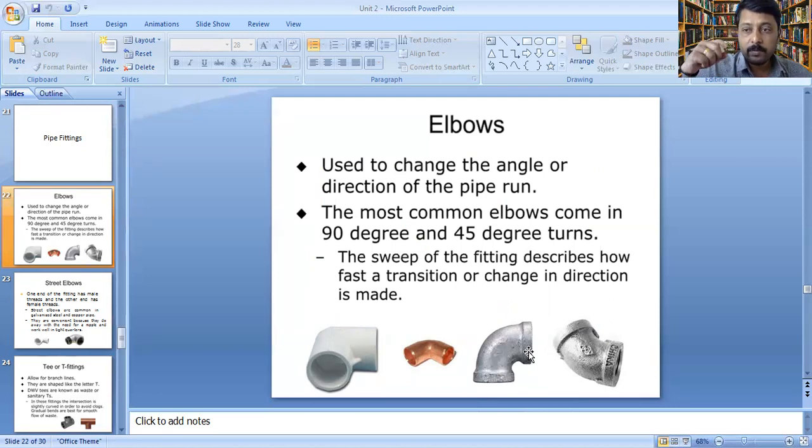So that is why we have to provide these threads in that. When we are having simple elbows, we are having both the ends with internal threads. In case of PVC, there will be no thread. Sometimes you have to use an interference fit over there. Sometimes different types of materials are used.